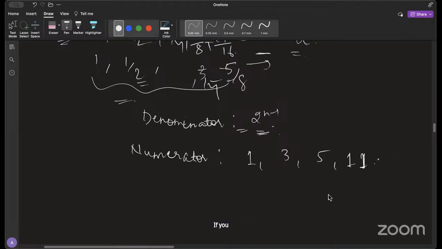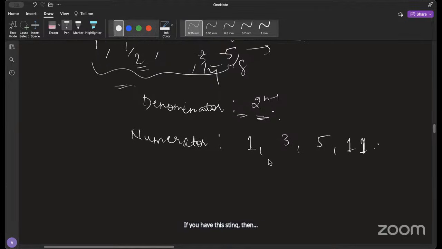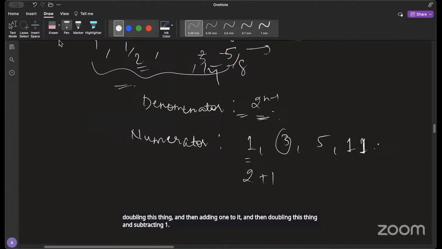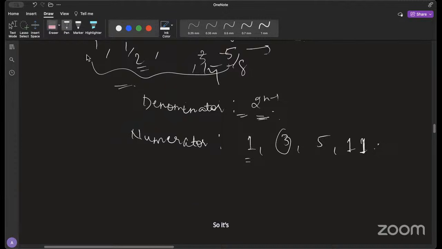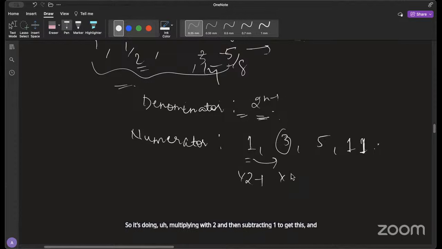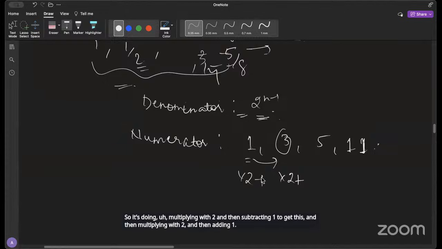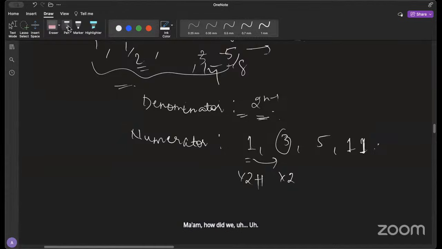If you have this thing, then yeah. So this is one pattern, but here we're making use of the last term. It's doubling this thing and then adding 1 to it, and then doubling this thing and subtracting 1. So it's multiplying by 2 and then subtracting 1 to get this, and then multiplying by 2 and then adding 1. Sorry, here, ma'am, you add 1. How did we obtain the numerator?